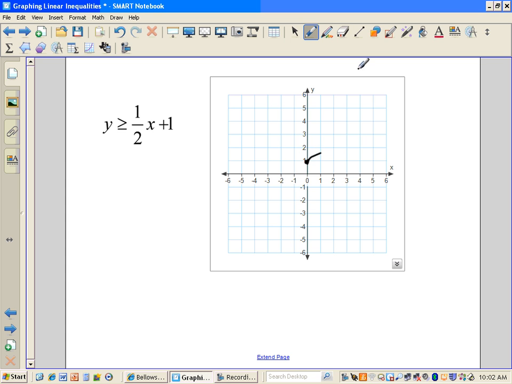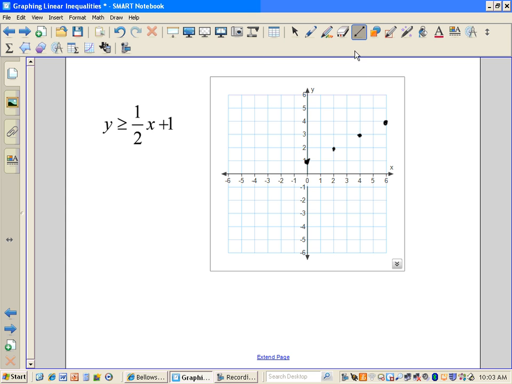Sorry about that. So we're going to go from here up 1, over 2, up 1, over 2, up 1, over 2. Now, in this case, it's equal to this expression, so we're going to use a solid line.